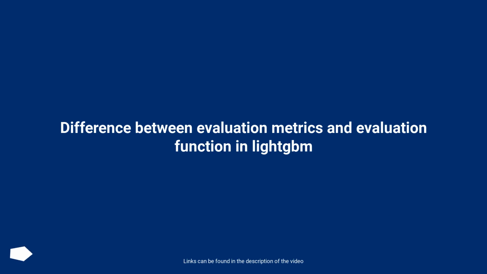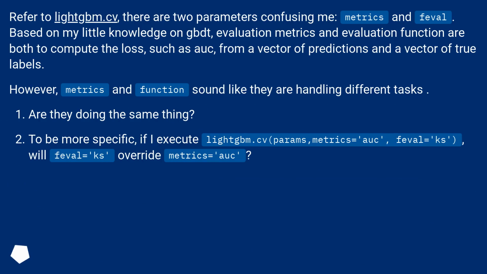Difference between evaluation metrics and evaluation function in LightGBM. Refer to lightgbm.cv. There are two parameters confusing me, metrics and feval. Based on my little knowledge of GBDT, evaluation metrics and evaluation function are both to compute the loss, such as AUC, from a vector of predictions and a vector of true labels. However, metrics and functions sound like they are handling different tasks. Are they doing the same thing?